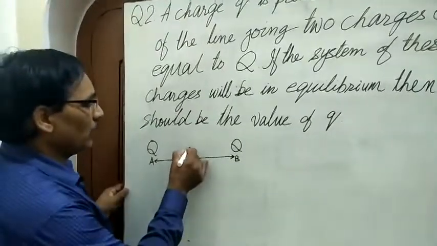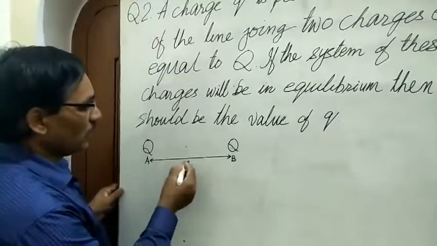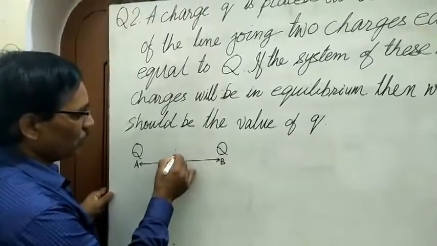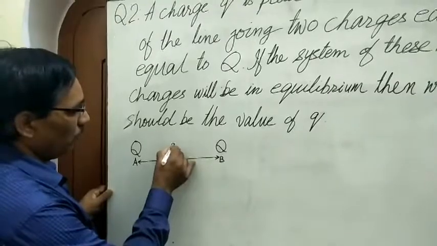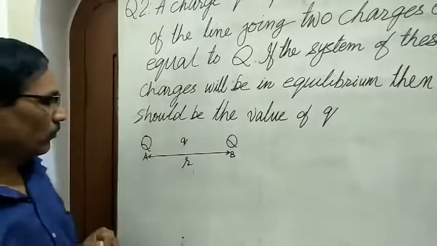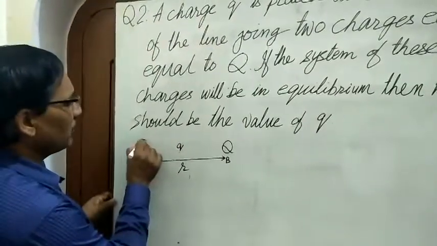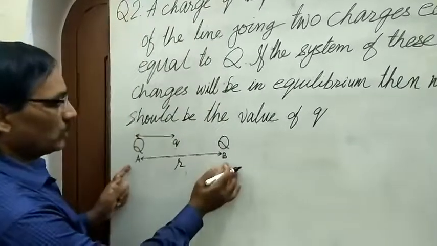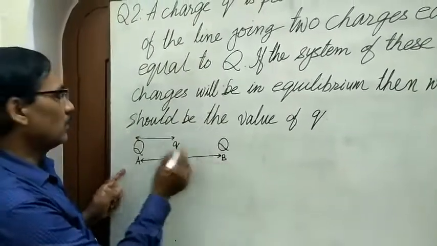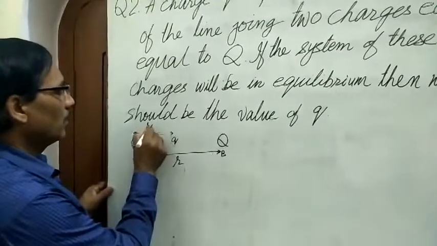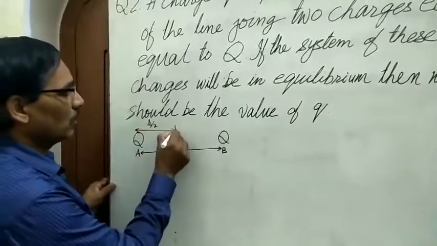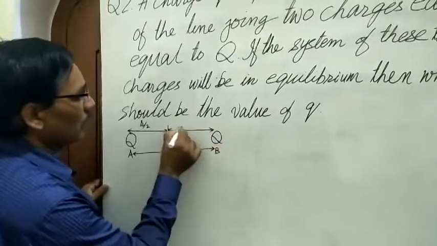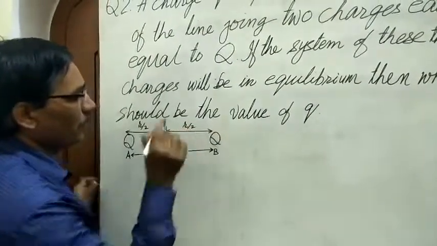Suppose this is the midpoint, say it is point C. At C we have charge small q. Clear? Now what will be the distance between small q charge and capital Q charge? The whole distance is capital R, so this will be R by 2 and this will also be equal to R by 2. Clear?